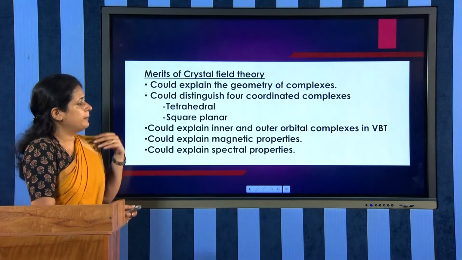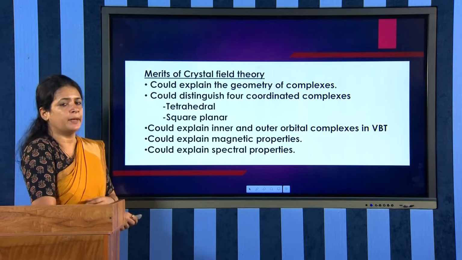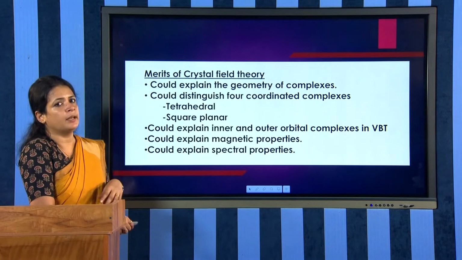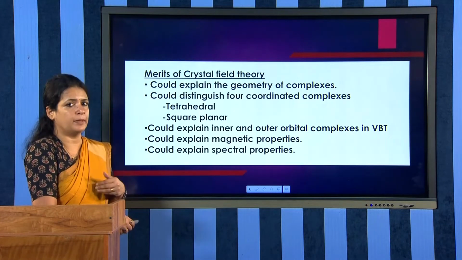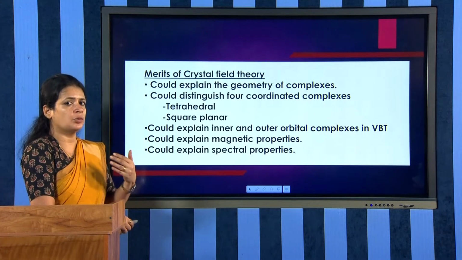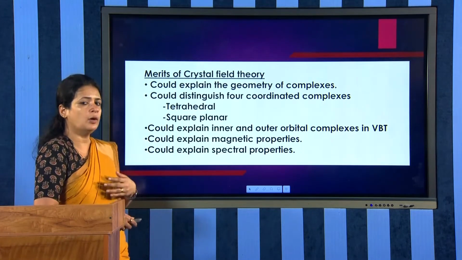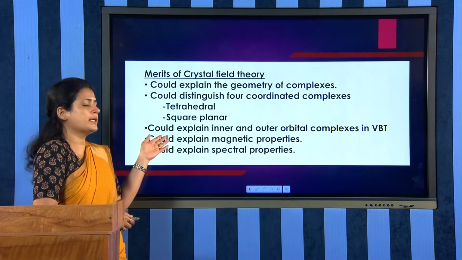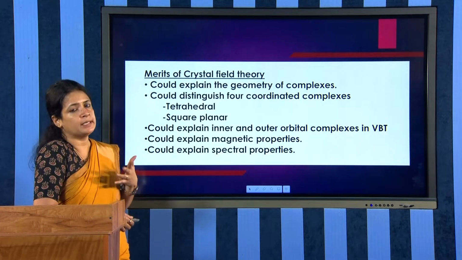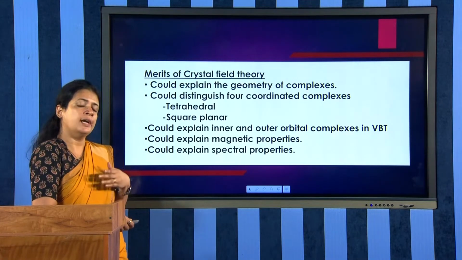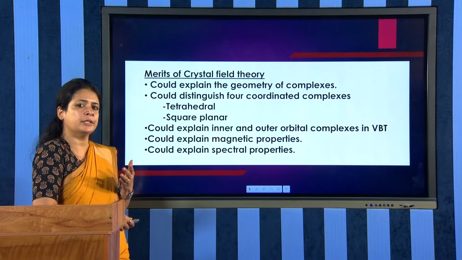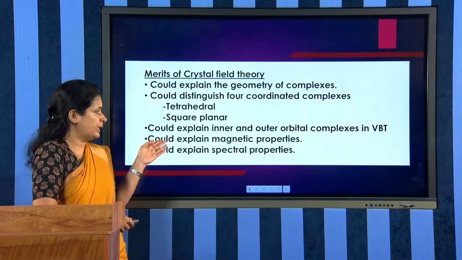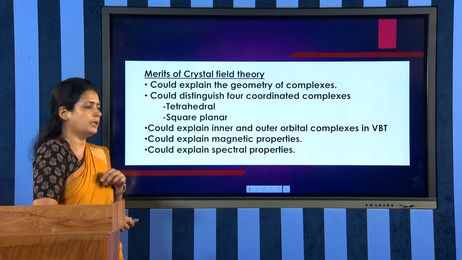And also it could explain the inner and outer orbital complexes in valence bond theory. We have discussed the valence bond theory and what inner and outer orbital complexes are. That distinction could be given by crystal field theory also. Another merit is that it could explain the magnetic properties of complexes. The complexes show different magnetic properties depending upon the number of electrons present in the d orbital, and that could be explained by this crystal field theory.